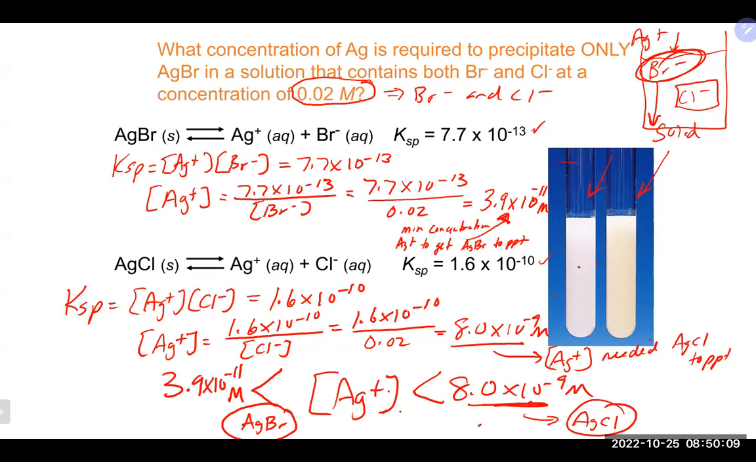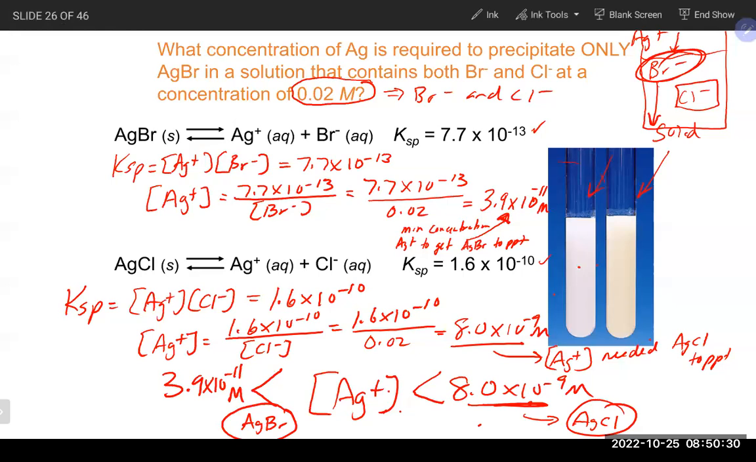Any questions on that there? So this is another advantage of Ksp. You could use the expression to find the minimum concentration of one of the ions that you need to allow precipitation to occur as well. Any questions? Is this what we expect based on the Ksp values?